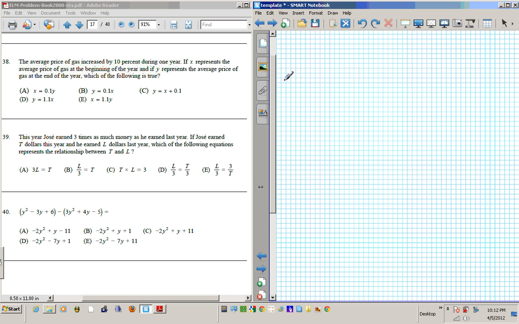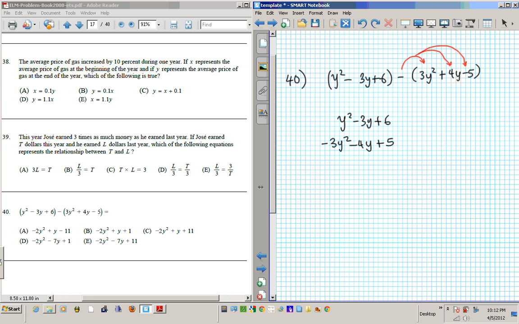Question 40, we have y squared minus 3y plus 6 minus 3y squared plus 4y minus 5. When doing this type of problems, I like to distribute the negative to the right side first before I start subtracting. Okay, so if I do that, I'm going to rewrite the left side y squared minus 3y plus 6 and distribute the negative to everything. So it's negative 3y squared minus 4y plus 5. And then I'll add downwards.